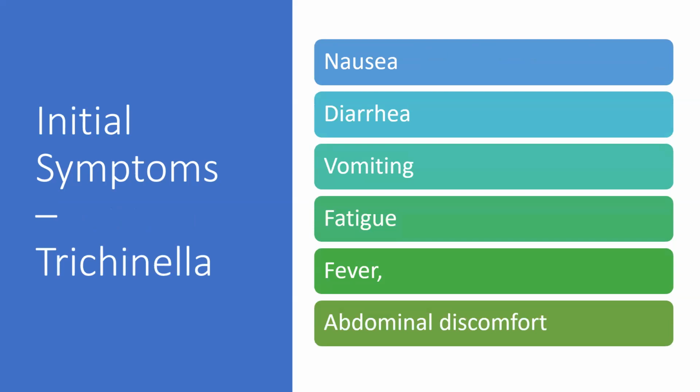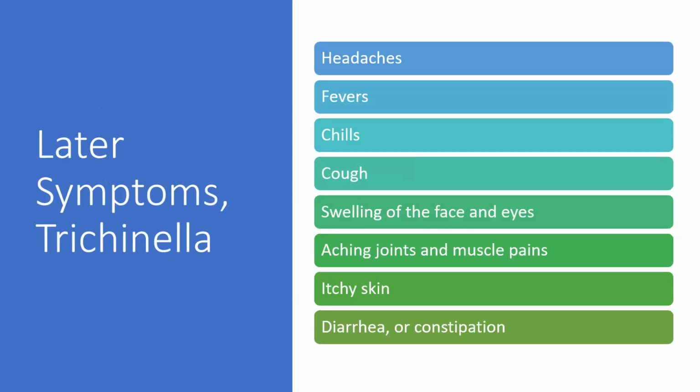For Trichinella, this one's the one from undercooked pork. Fatigue is really common, abdominal discomfort, fever, nausea, diarrhea, some of the classics. Later on, you might get things like chills. You might develop a cough. You can get swelling in the face and eyes, aching joints and muscle pains, itchy skin.